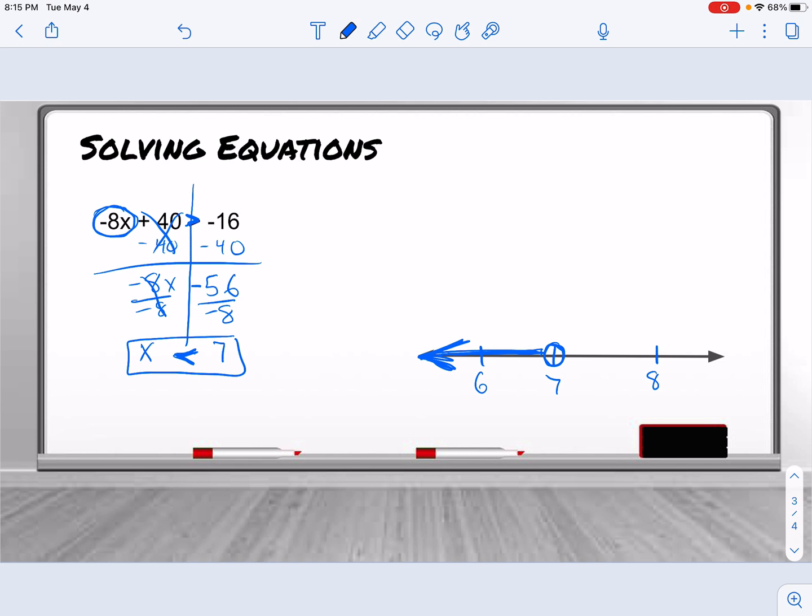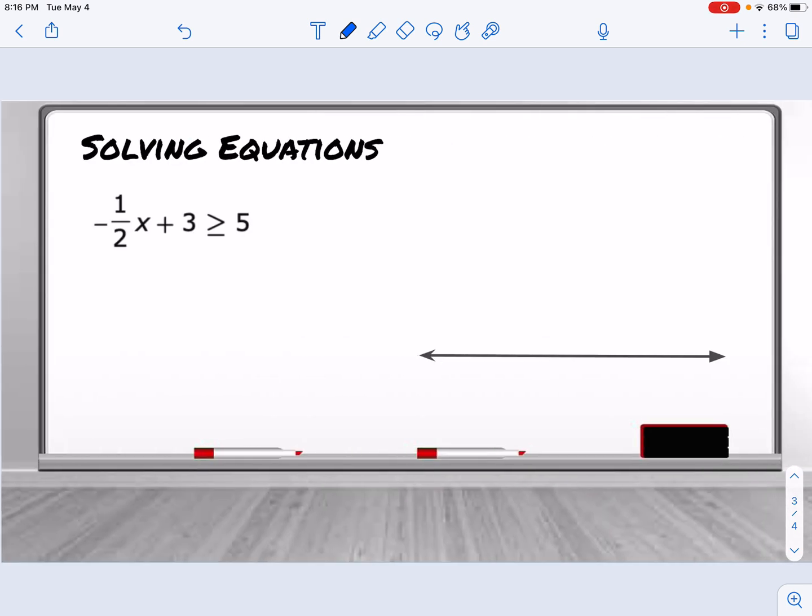Remember, we said we could always check our answer. So I'm going to plug in 6. I'm going to do negative 8 times 6, add 40, and see if it's bigger than negative 16. Negative 8 times 6 is negative 48. When I add 40, I get negative 8. Negative 8 is bigger than negative 16. Just think about temperature: negative 16 is colder, it's smaller than negative 8. So we know our arrow is in the right direction.